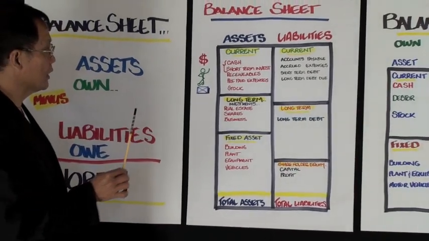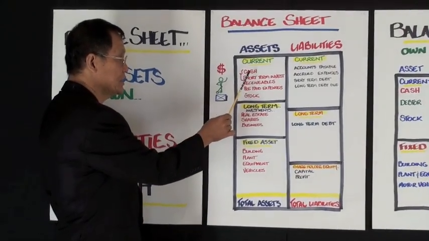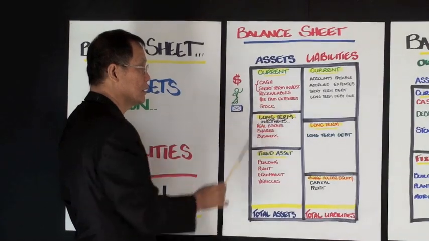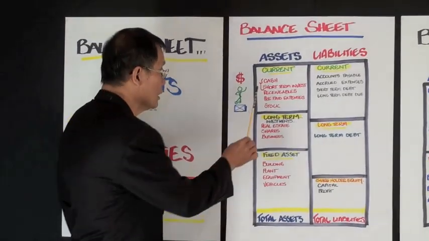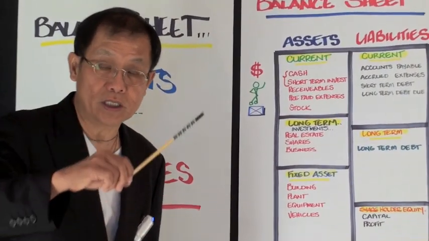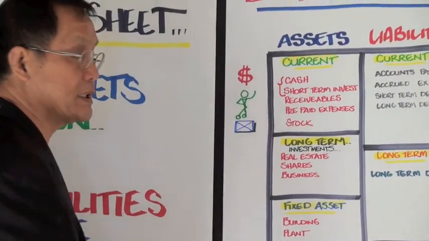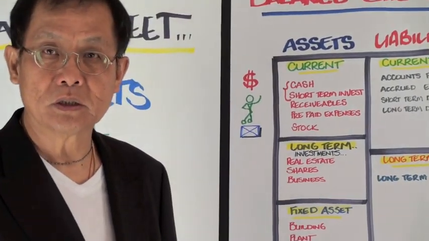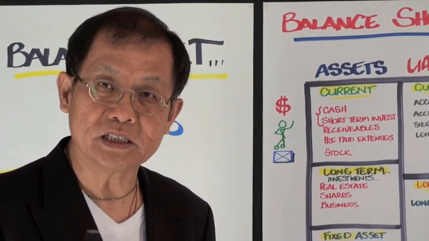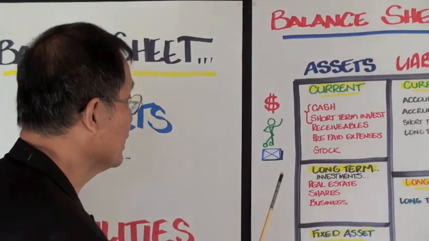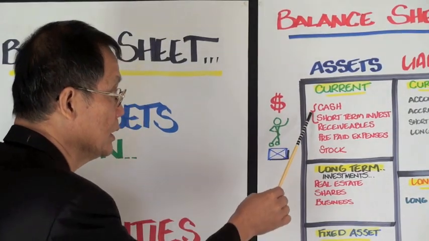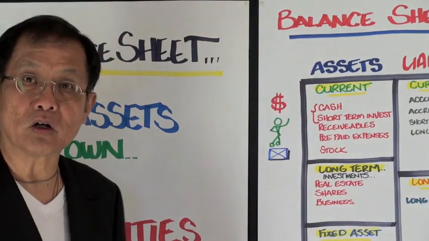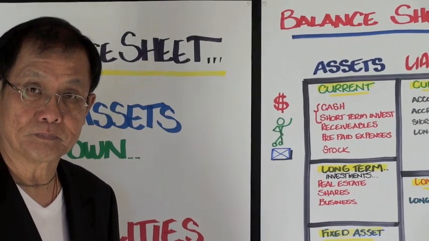In the current assets, you have cash and short-term assets. Cash is cash already in the bank. Short-term assets are like fixed deposits or anything that can be converted into cash very easily within a year or less. In fact, these two are cash or cash equivalent.